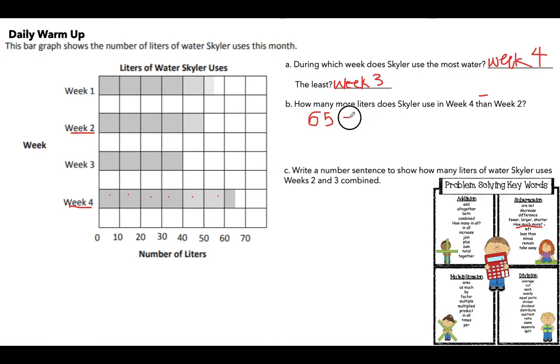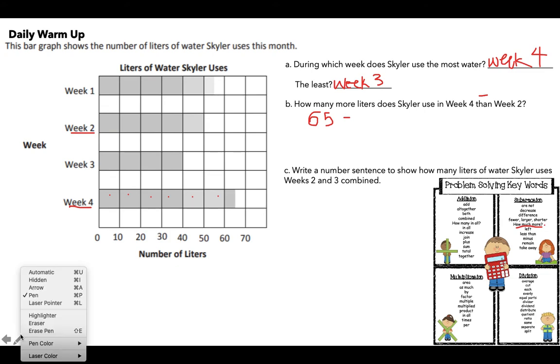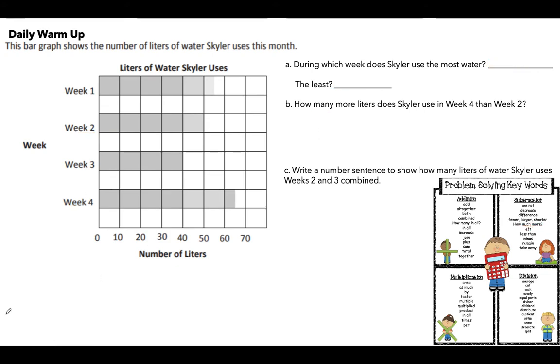So 65. Actually, let me write it the correct way. Oh, shoot. I didn't mean to erase all of that. Sorry, guys. Week 4, week 3, and then we're doing 4 minus 2. So 65 minus 50 is 15 liters.